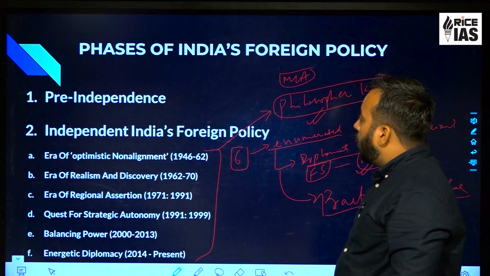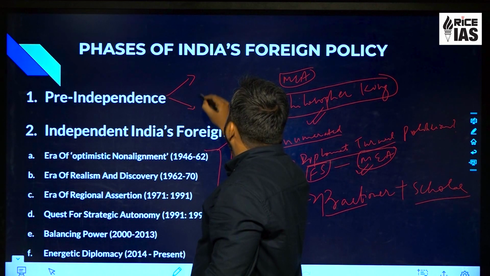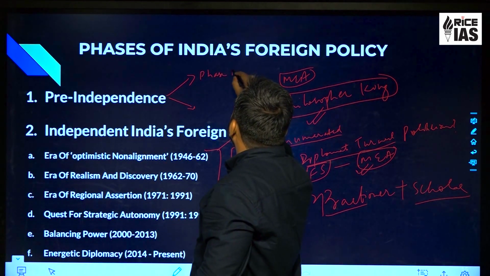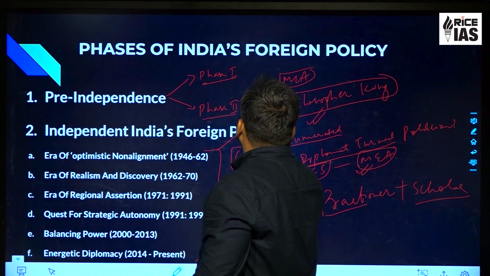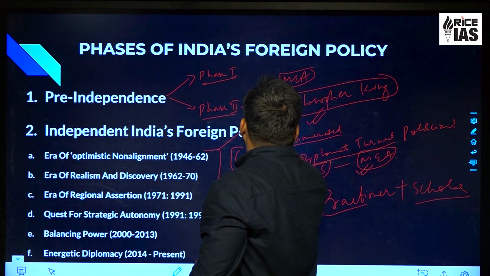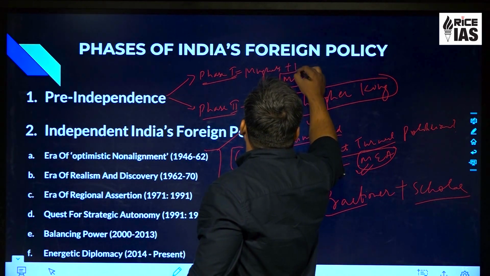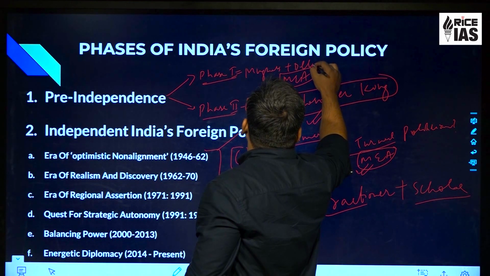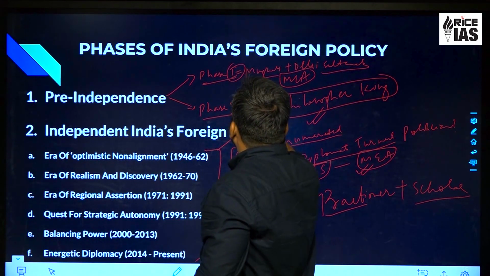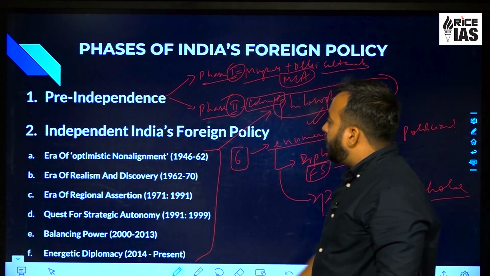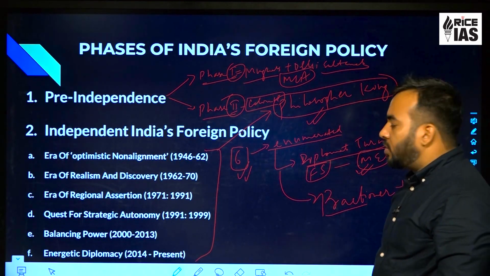But before that, in the pre-independence era, we had phase 1 and phase 2. The second phase was determined by the colonial masters, and before that it was largely Mughals and the Delhi Sultanate. Let's look at these phases, and then we'll come to the current classification of independent India's foreign policy.